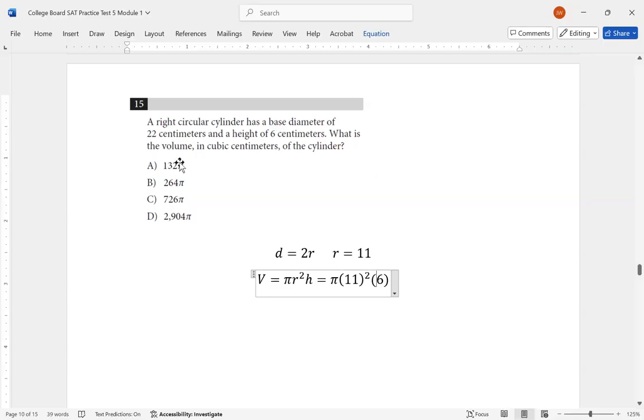Now, all of these answers have pi attached, so they're the exact answers. And so all I have to do is take 11 squared times 6. When you do that, we get 726 times pi. So 726 times pi, or answer C, is the correct answer for problem 15.